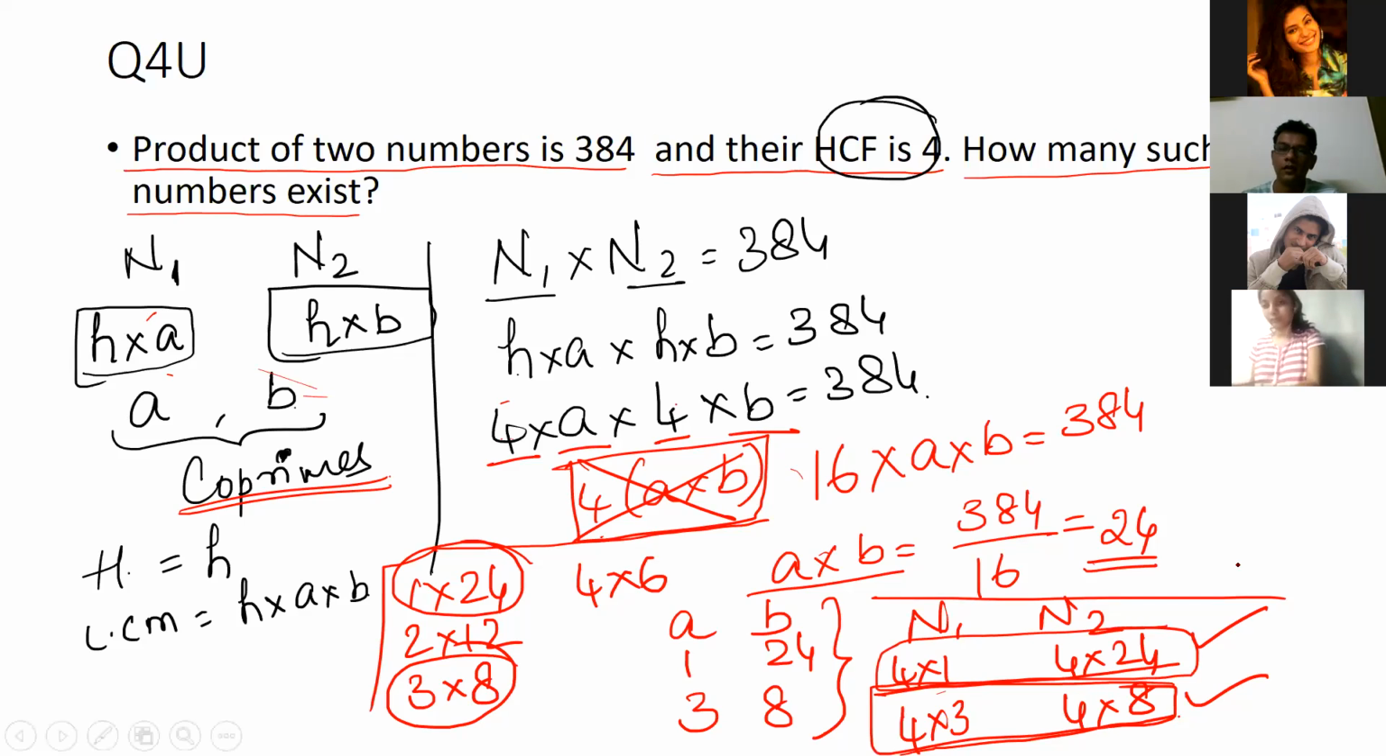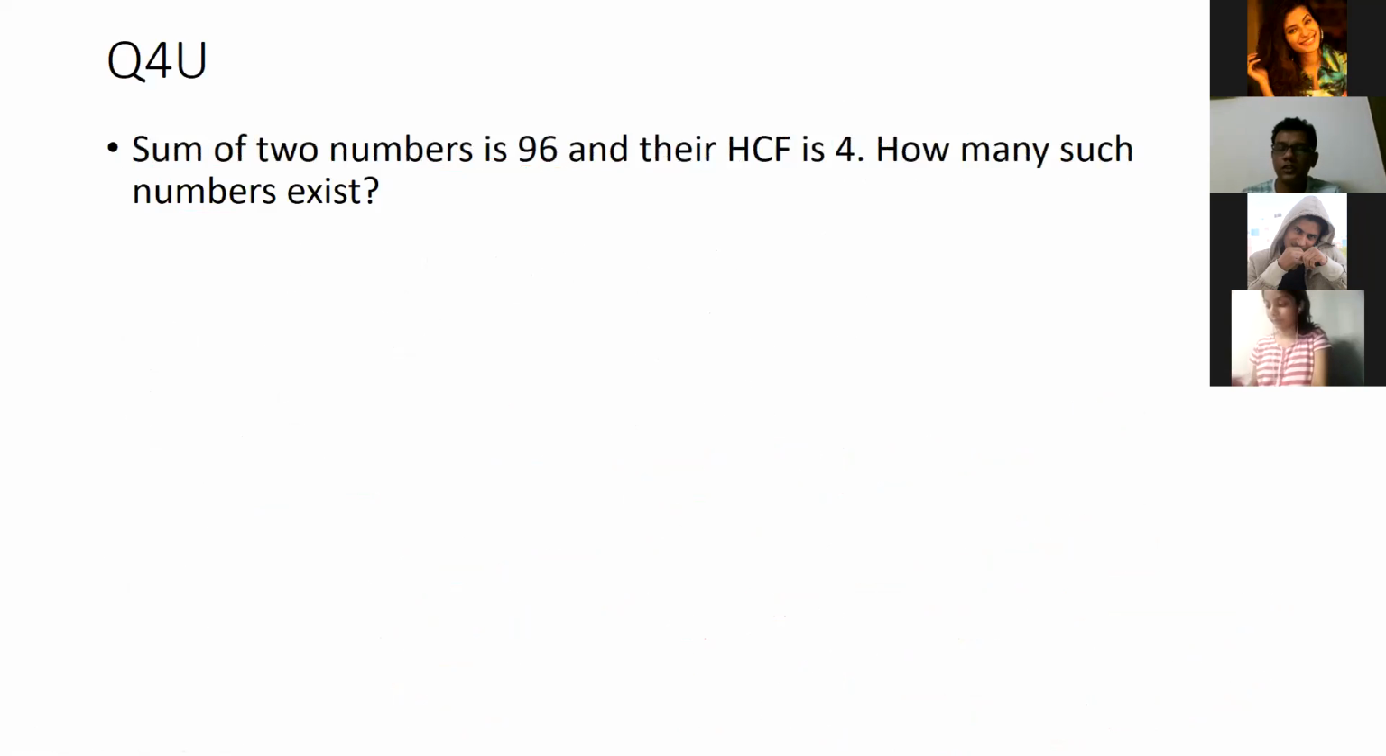Okay, let's understand this again from another question. Next question is this. Now here I have not given product, I have given you sum. Sum of two numbers is 96. You have to only tell me how many such numbers exist. You are not here to tell me the numbers. You are not here to tell me the LCM. You are only here to tell me how many such numbers exist.